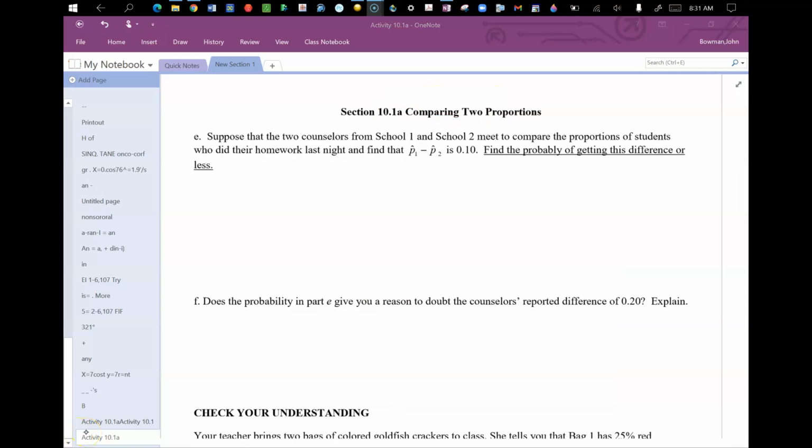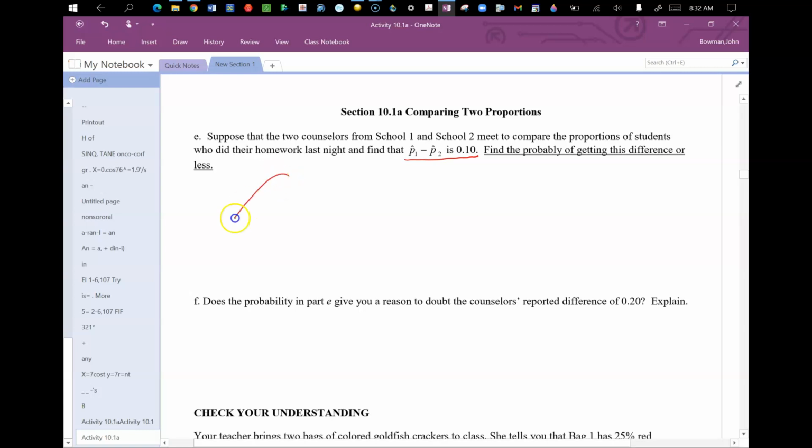So we are going to assume that we meet all the conditions for our two schools example, and we're going to use that scenario to do some calculations. Suppose that the two counselors from school 1 and school 2 meet to compare the proportions of students who did their homework last night, and they find that the difference in the sample proportions, p1 hat minus p2 hat, is 10%. In other words, the proportion that did their homework at school 1 in the sample is 0.1 higher than the proportion from school 2. Find the probability of getting this difference or less.